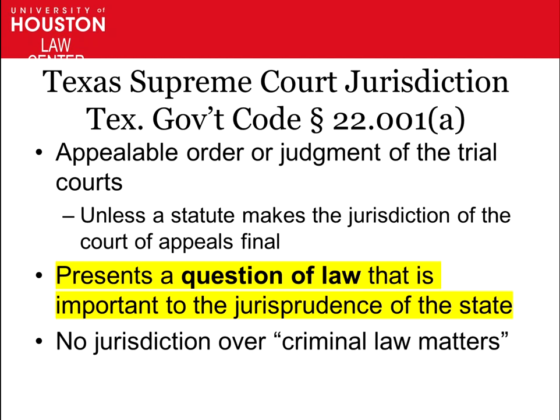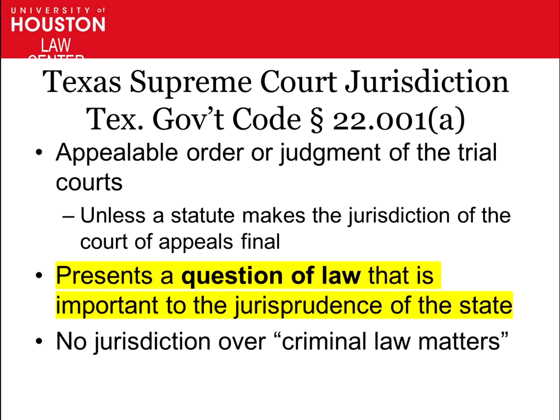And this statute has been tweaked fairly recently. There used to be some other components that you had to establish under 22.001(a), but really now it's the nature of the order from the trial court, whether it is subject to the court's jurisdiction, that it's a civil and not a criminal matter, and that it presents a question of law that is important to the jurisprudence of the state. I flag for you here that it's talking about a question of law. That's a clue to you right there that the court is less interested in facts here. And it's right there in how their jurisdiction is defined.